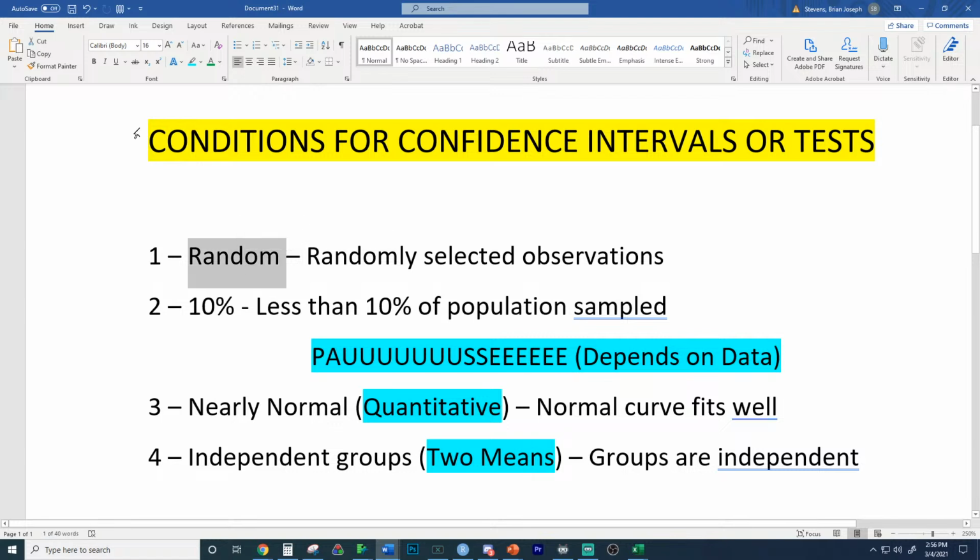But these are always going to be random and 10%. These will always be random and 10%. And then you pause and you make sure you do the data dependent conditions. So hopefully the color coding right here helps a good bit to understand. We're going to pause and make sure we have conditions that are proper.